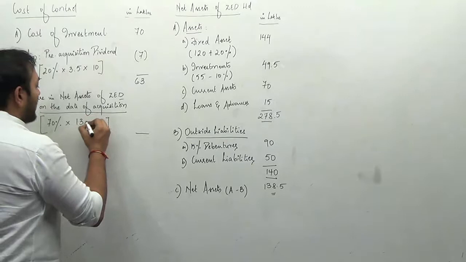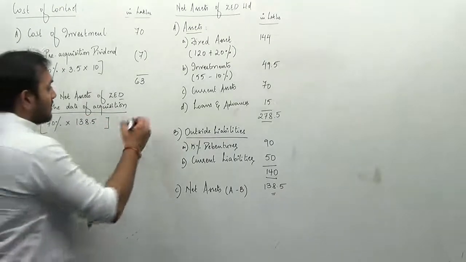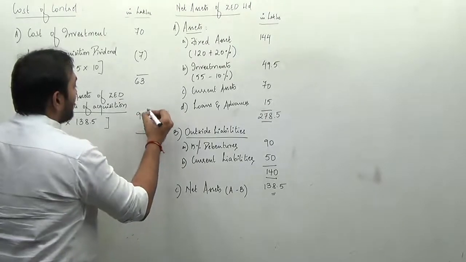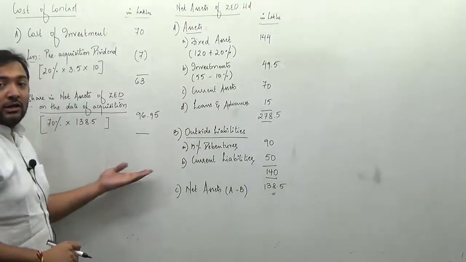70% of 138.5 is the share in net assets. 96.95. So this will give you either a goodwill or capital reserve.